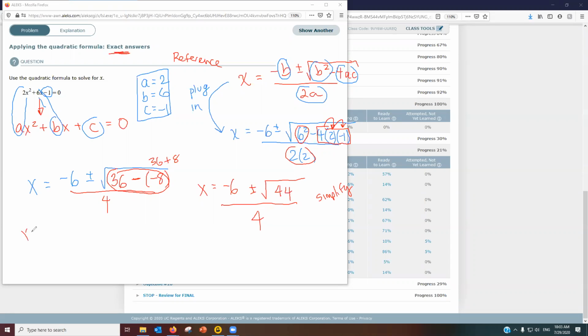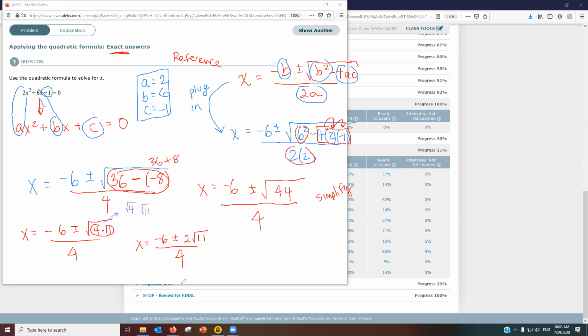I'm noticing that the square root of 44, I can really think of that as 4 times 11. Right? 44 is the same as 4 times 11. Well, that means I can break that up into 2 separate square roots. So I'm going to think of this as the square root of 4, square root of 11. But I know the square root of 4 is 2, so I'm going to write this as plus or minus 2 times the square root of 11 over 4.